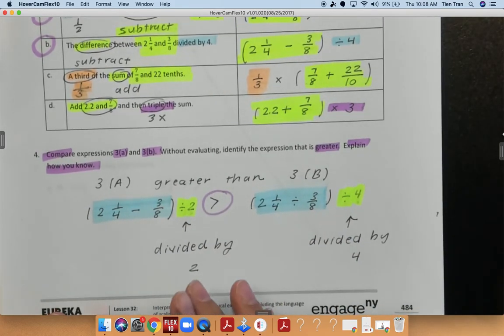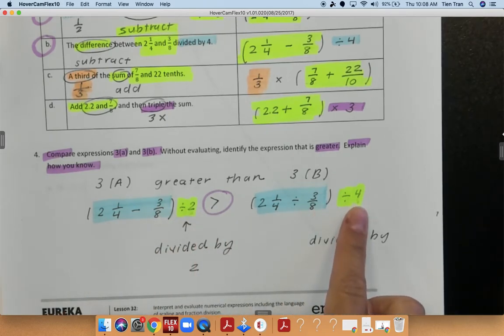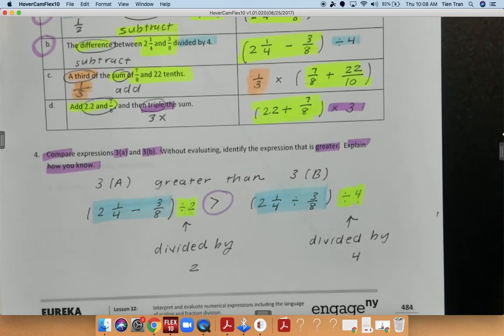You know based on the division sign. It tells you how much you're dividing it by. Okay? And that is all for your problem set.